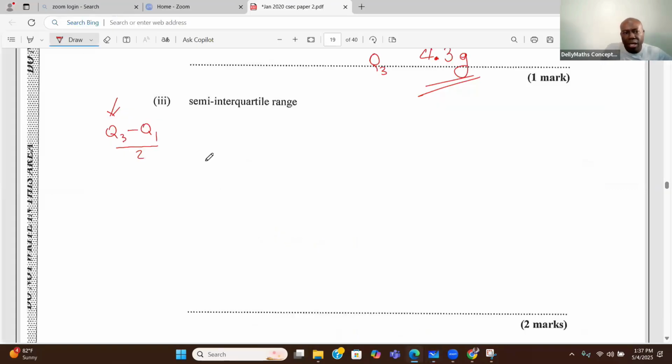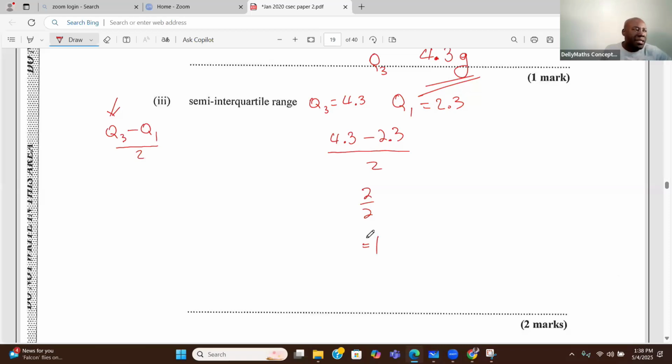So you pick them up. What we have here is Q3 was 4.3, Q1 was 2.3. So then it's going to be 4.3 minus 2.3, and then you divide that by 2. So it's 2 over 2, and we're going to get 1. So the semi-interquartile range is 1. You have that for your answer, and it's going to be 1 gram. The semi-interquartile range is 1 gram.